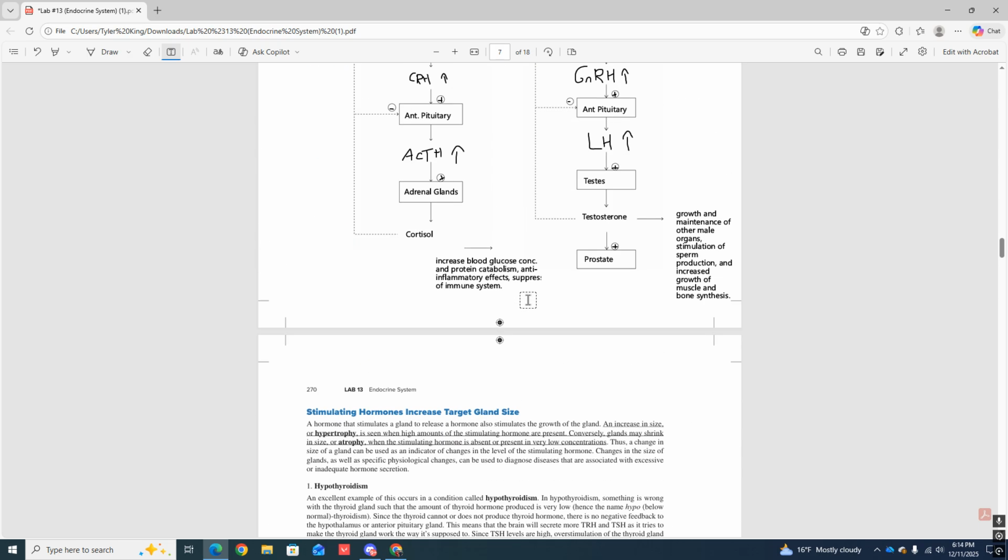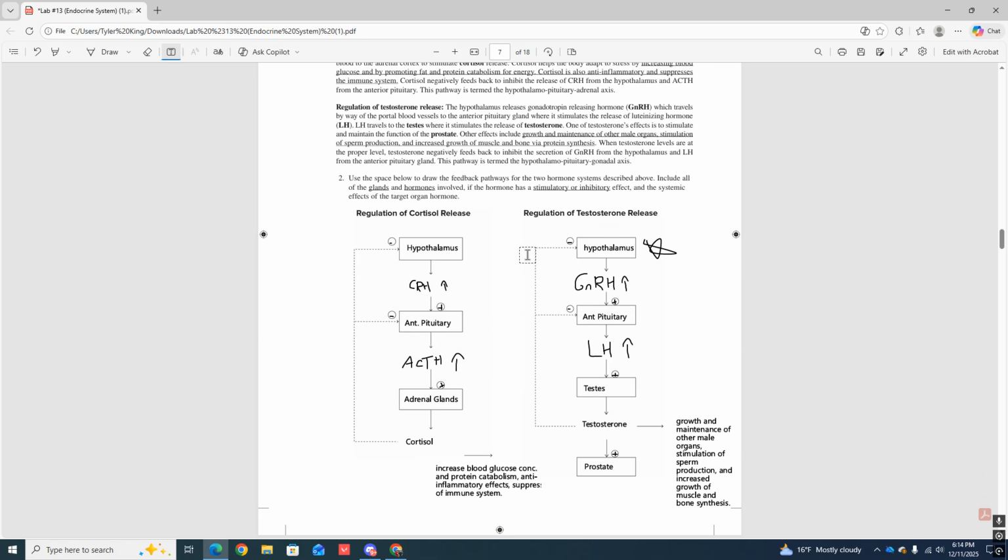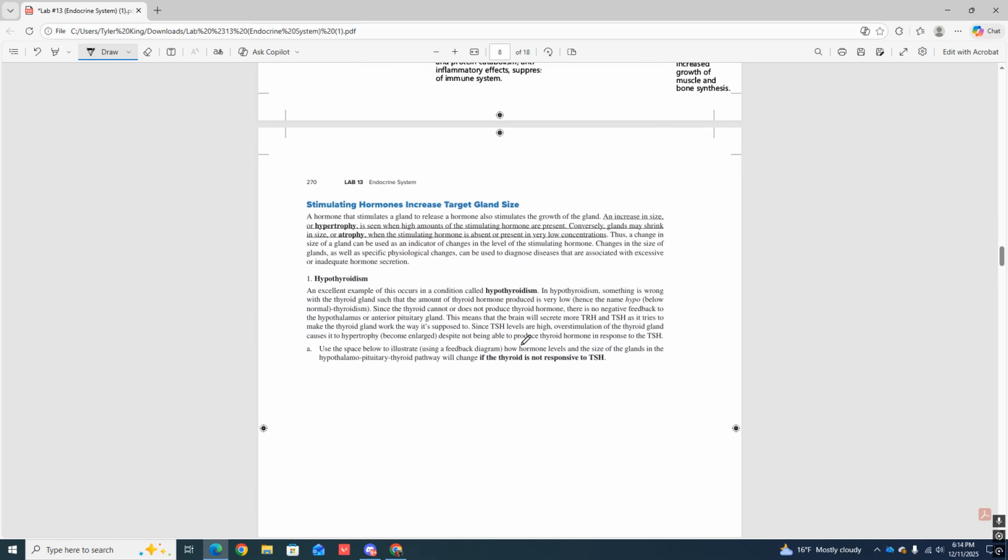These are the normal examples as I talked about. Remember, you always start at the top, the first rule. We talked about the rules in class. If it's a normal example, you always start at the top with the hypothalamus and work your way down. Then we'll talk about what the second rule is down here with the abnormal pathways.